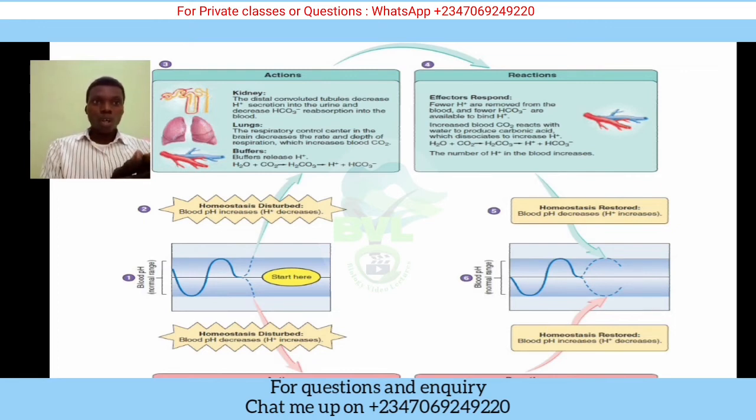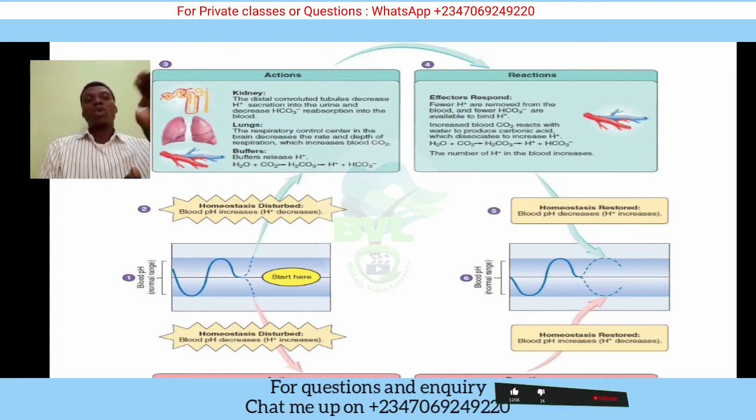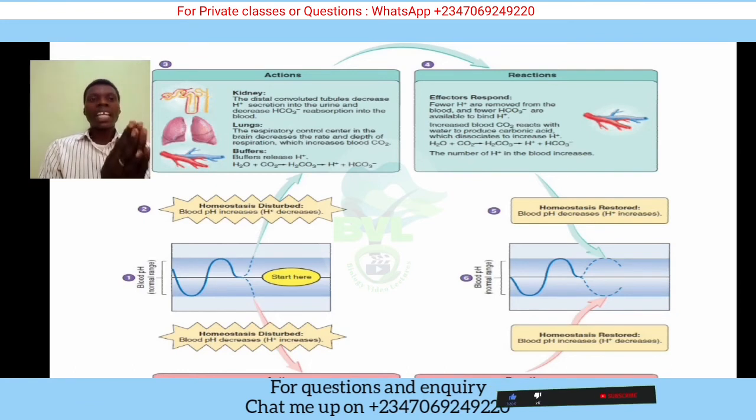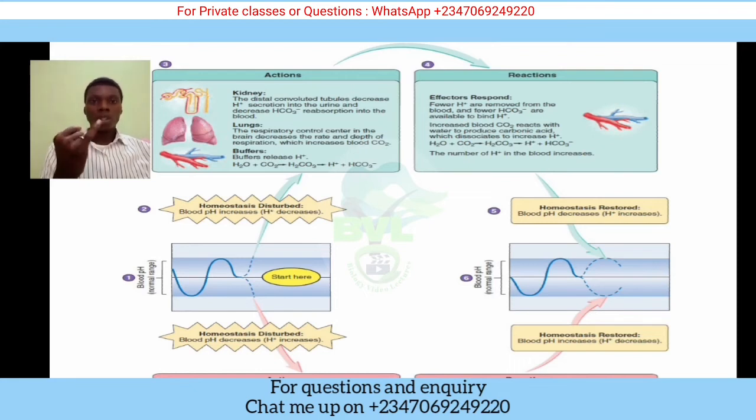So you can see in number 4, fewer HCO3 are removed from the blood and fewer are available to bind with. So the aim is that we are trying to conserve. So for sure, just know that when the body is becoming alkaline in nature, the kidney will conserve hydrogen and will remove more bicarbonate. Hope that is clear. Then let's move to number 5. Number 5, it is restored.